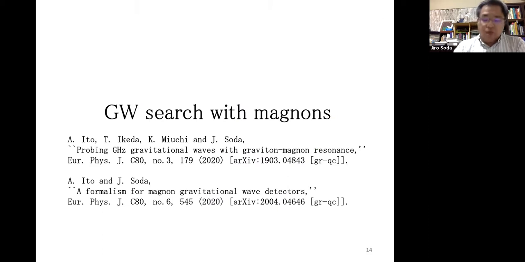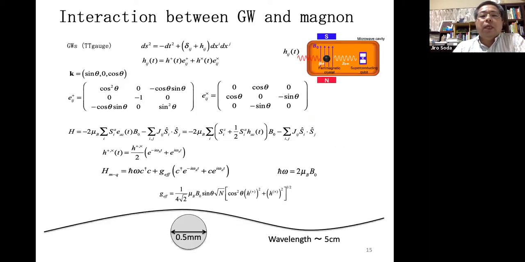Okay, let me move on to gravitational wave research with magnons. This part is based on these two papers. So the time-dependent axion could generate the magnon. Similarly, we insist that a time-dependent gravitational wave can also generate magnons. So if you count the number of magnons, then you can constrain the amplitude of the gravitational waves, which is ideal.